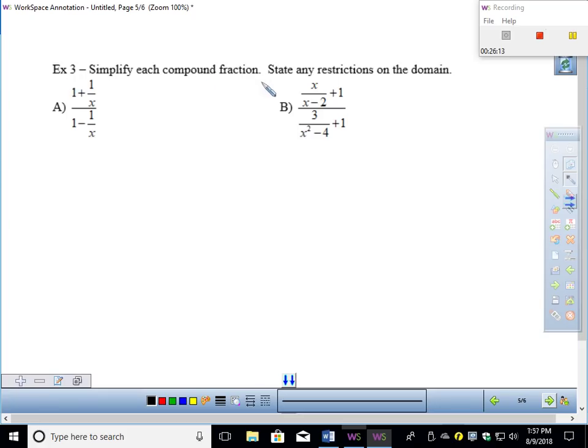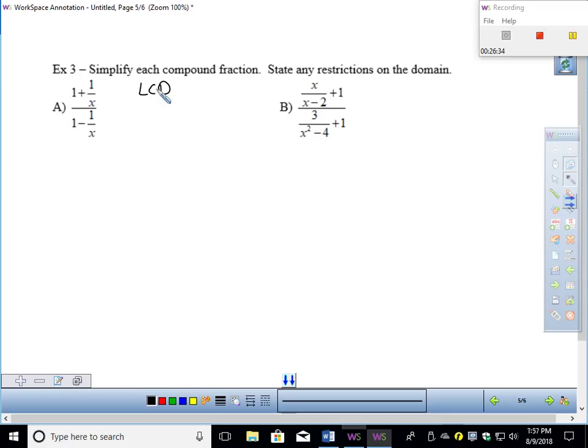Simplify each compound fraction. And obviously we're talking about these rational expressions, so we'll deal with the domain as we go through. All right, now, here's what we do. I'll try to keep consistent across the board. That's the best I can do for you, is whatever I do to one problem, I'll do to the other, and the other, and the other, and hopefully it'll click.